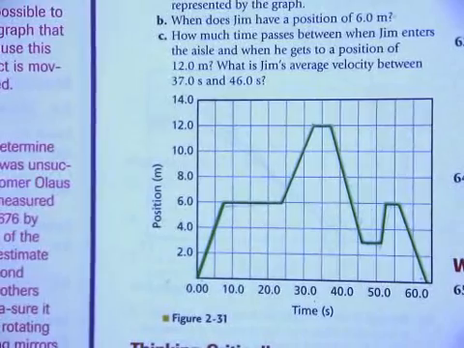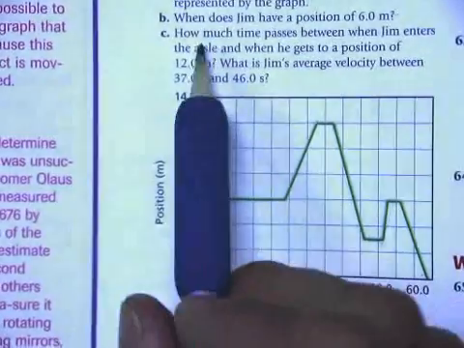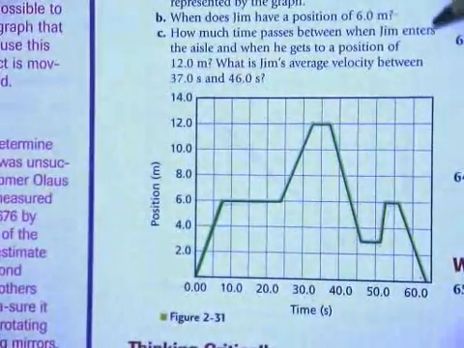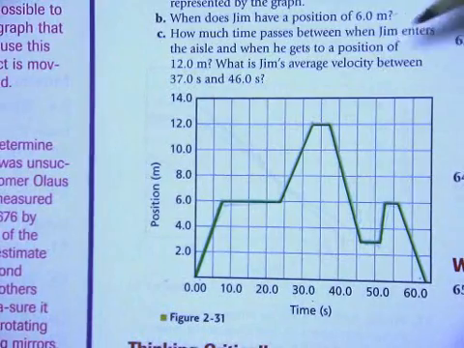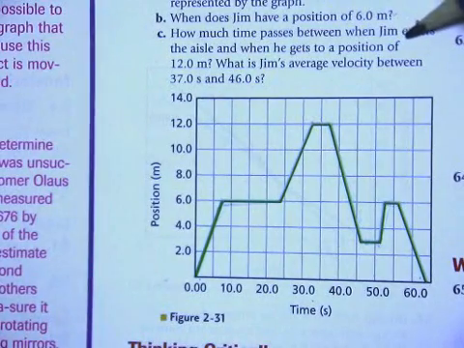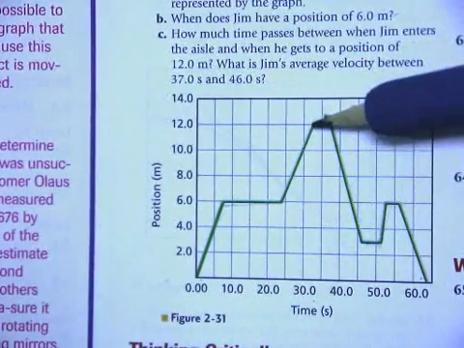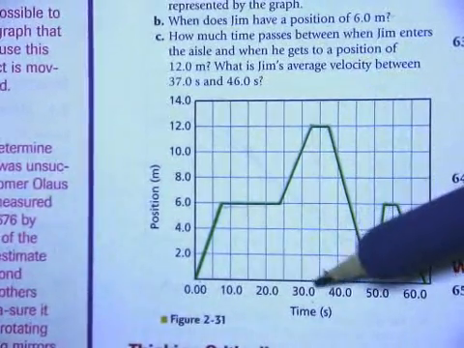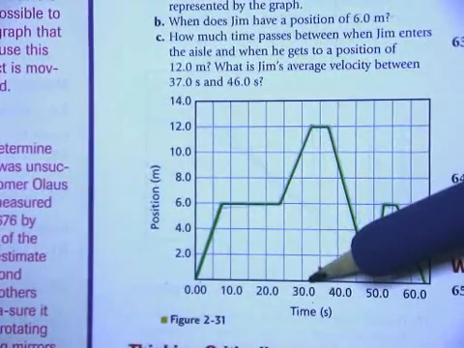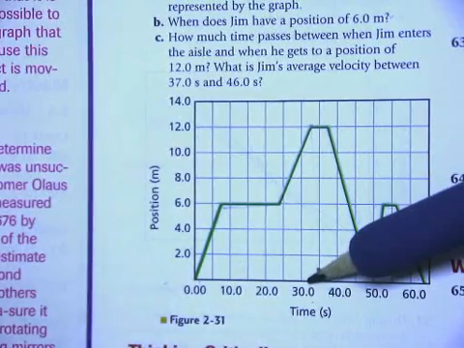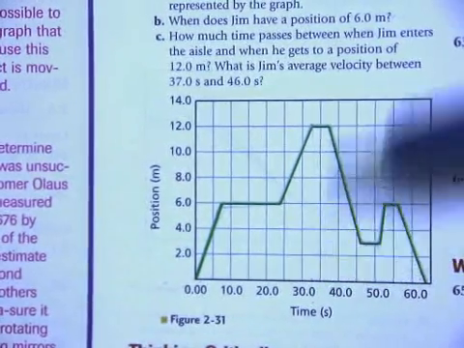52 to 56. And then part C, how much time passes between when Jim enters the aisle and when he gets to a position of 12 meters? Right there. So coming down, so that's 35, so it looks like 32. Yeah, I'd say 32 seconds.